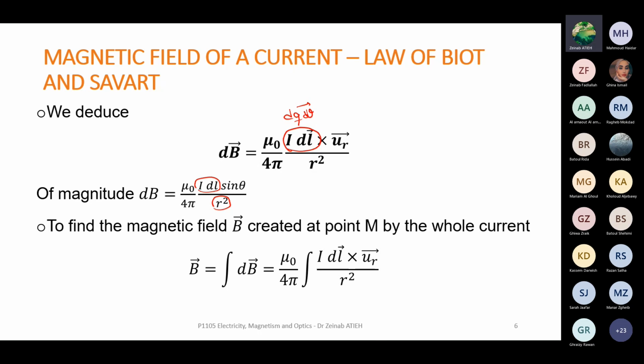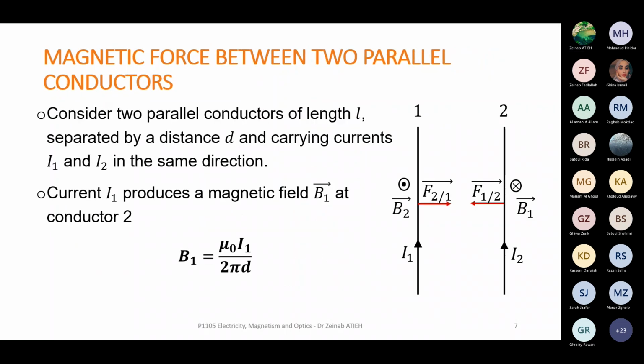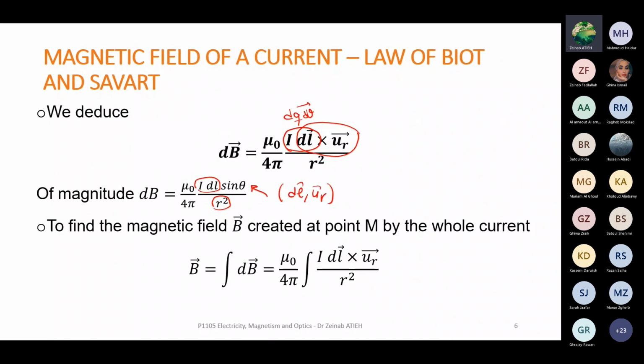Okay, so theta is the angle between dl and UR, because in the cross product we have dl cross UR. If we have to find the total magnetic field, we have to integrate over the whole wire. And this is for the B vector. Okay, so this is the first method, which is the method of the Biot-Savart law.